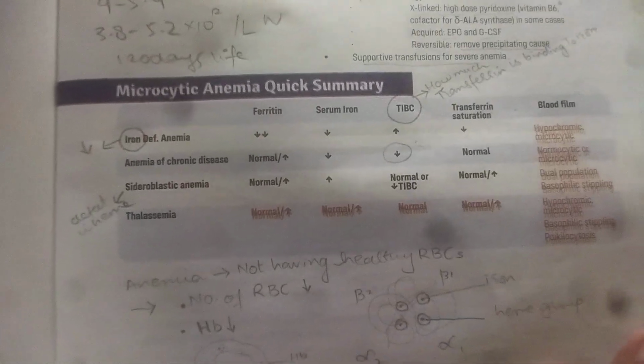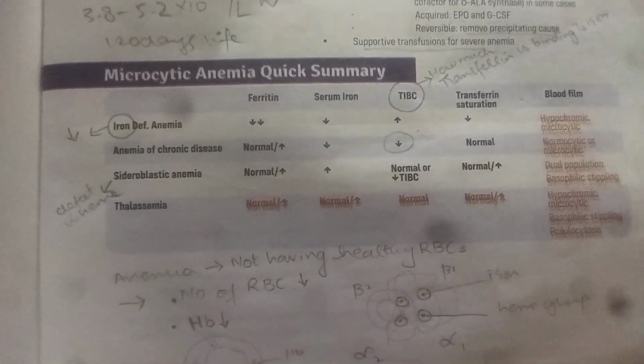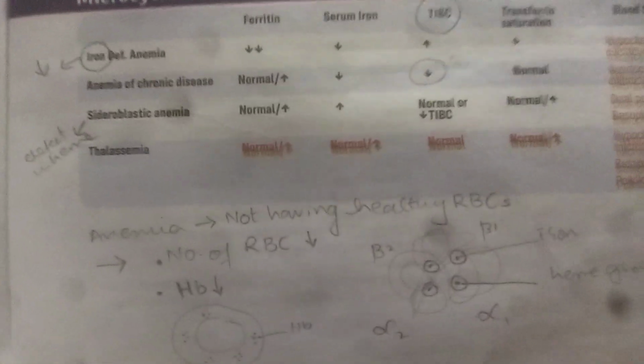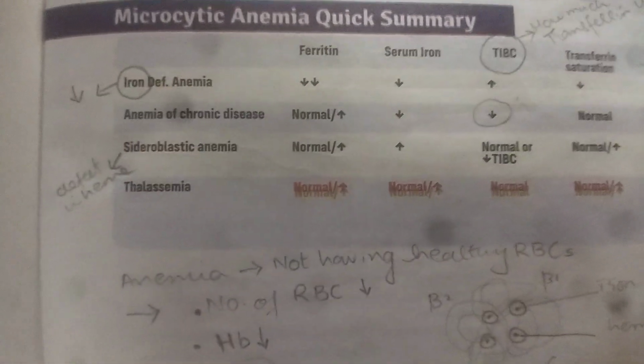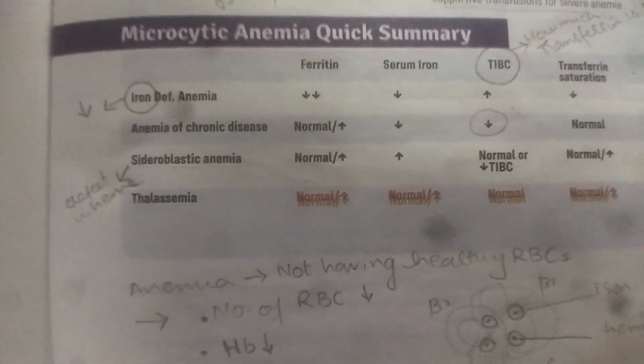Okay, we will cover now anemias. What is anemia? Anemia is actually not having healthy RBCs. And what are RBCs? RBCs are erythrocytes. We all know that they carry hemoglobin and supply oxygen to the tissues.